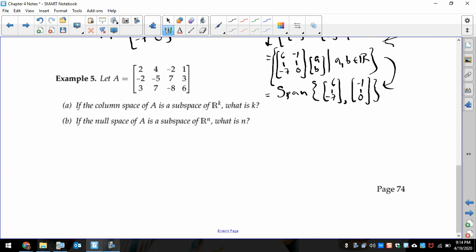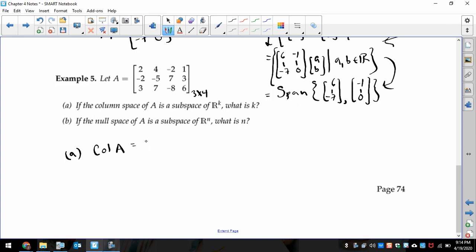Let's see, example 5. If the column space of A is a subspace of Rk, what is k? Sure, I love this problem because I struggle with it. It makes me think about it every year. So here we want column A, so this is part A, the column space of A. If Rk, what is Rk? So this is a 3 by 4 matrix. And so we have to think about the column space.